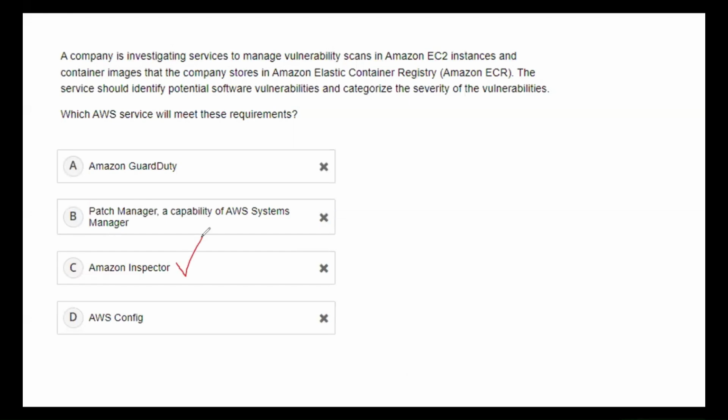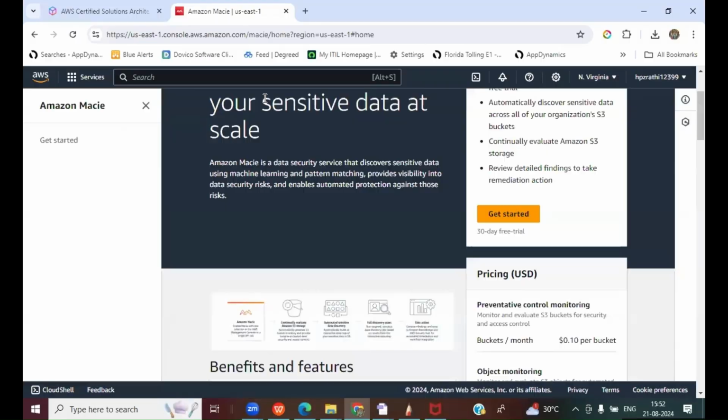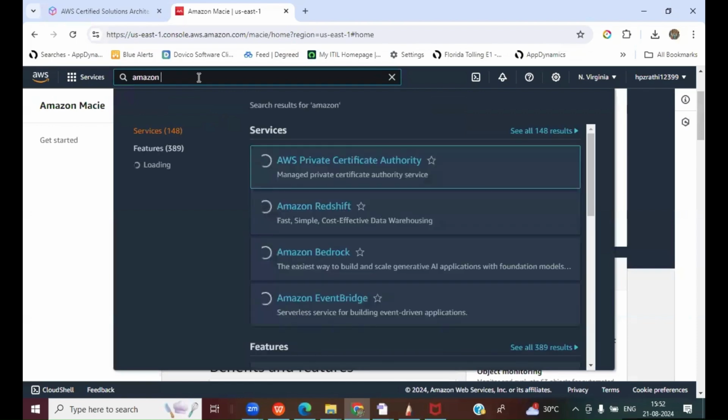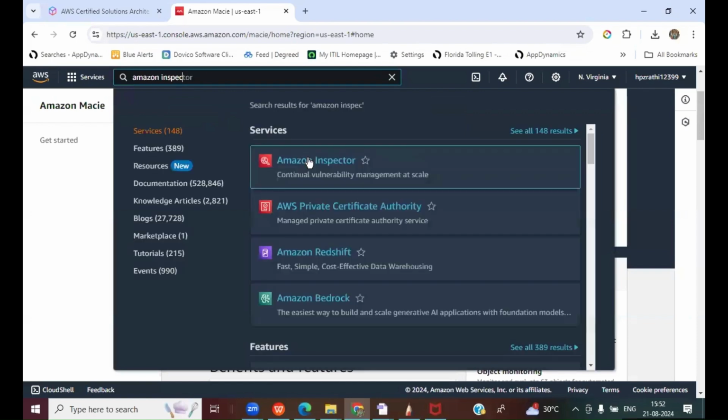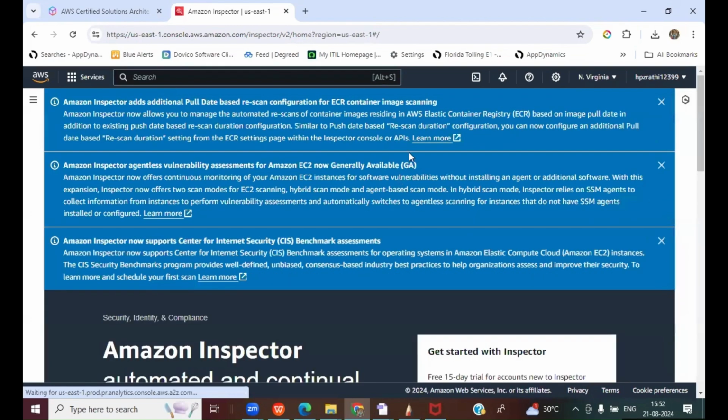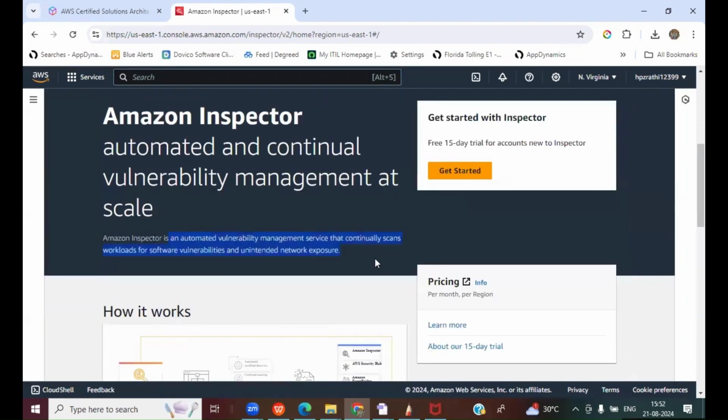Inspector is a service that is used to perform vulnerability scans in your EC2 instances and also categorize the severity of the vulnerabilities. Okay? So Amazon Inspector is the right answer. I can also search for Inspector in the console here. You can see here, continual vulnerability management at scale. So whenever you see the keyword vulnerabilities or vulnerability management, the answer is Amazon Inspector. It is a vulnerability management service that continuously scans workloads for software vulnerabilities and unintended network exploits.